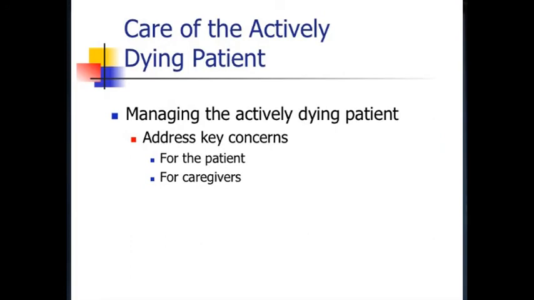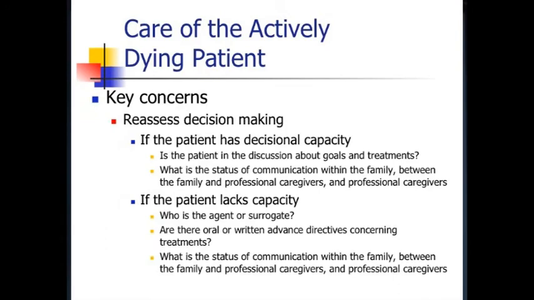So if the patient is identified as probably being in the phase of active dying, and that's now been recognized by the clinical team, what does it imply in terms of management? And one way of thinking about it is that you review the plan of care and see if the plan of care needs to be revised in order to address key concerns for the patient and for caregivers. So what are the key concerns during the phase of active dying?